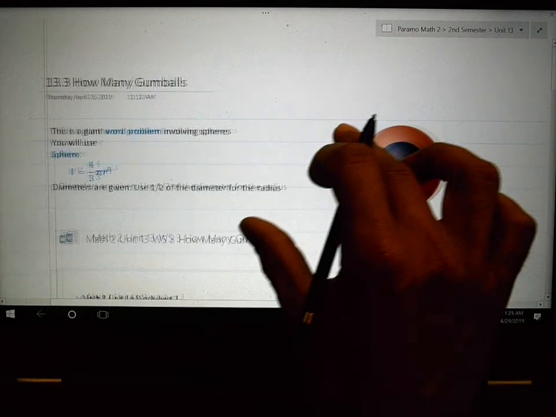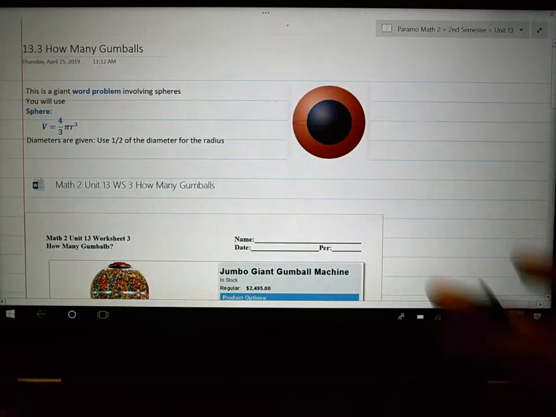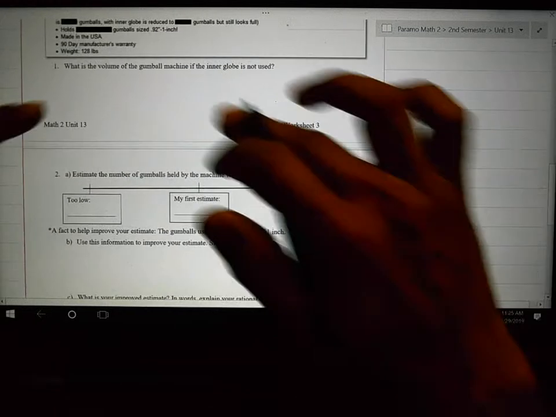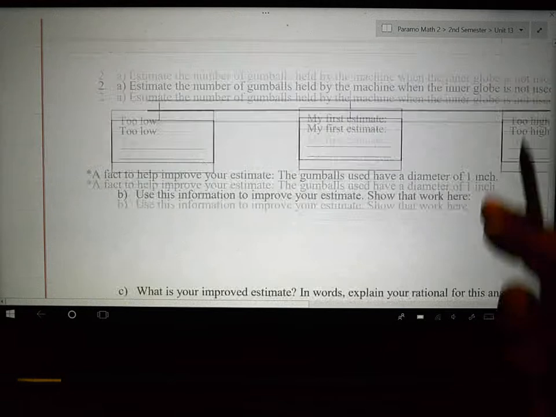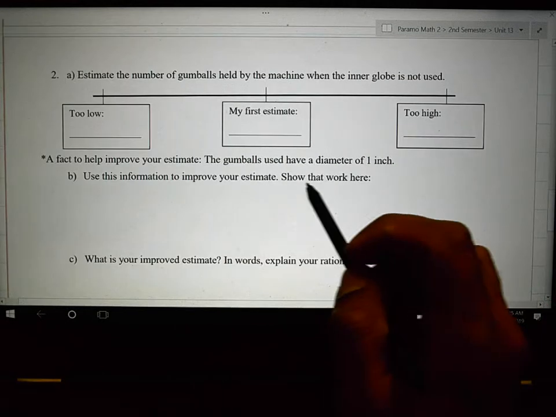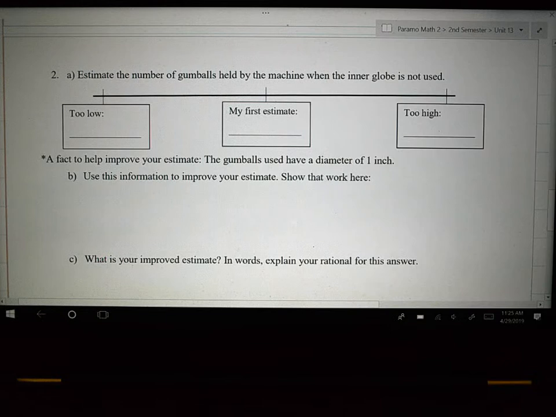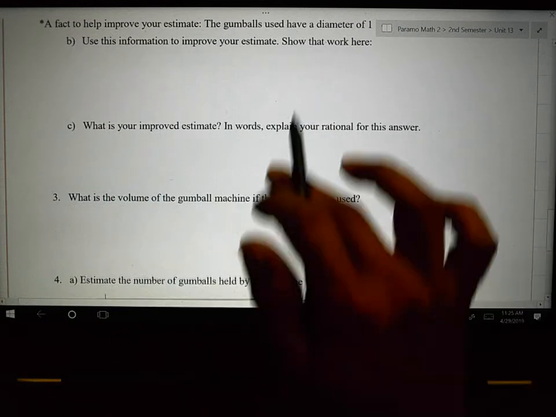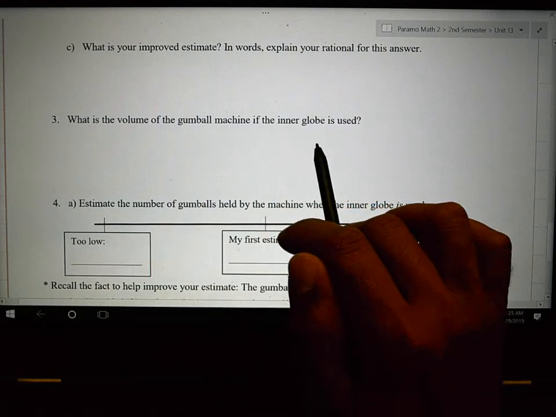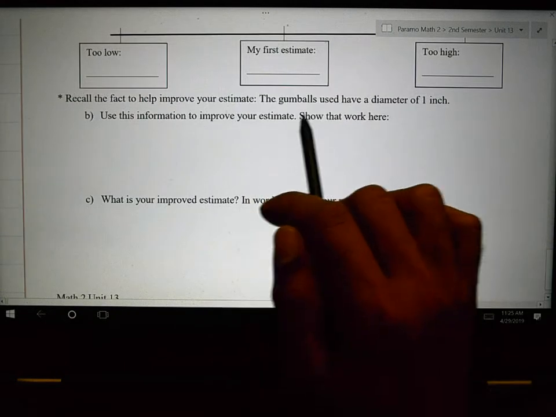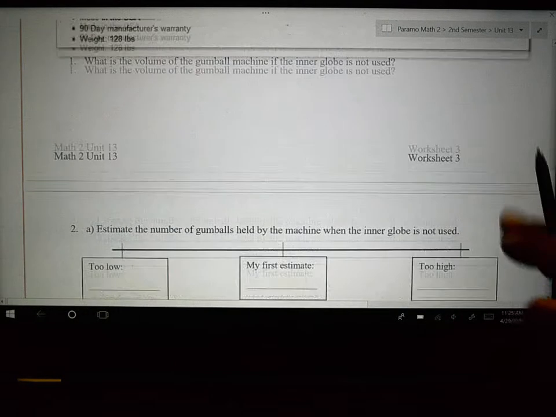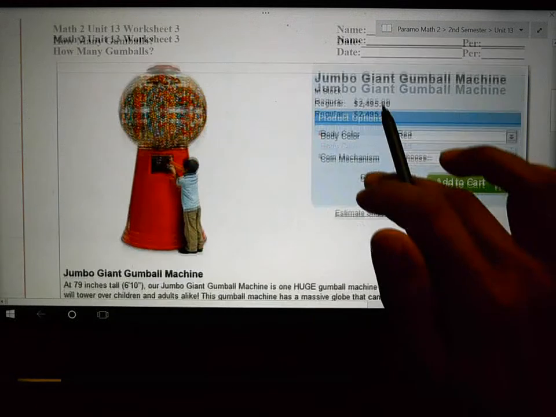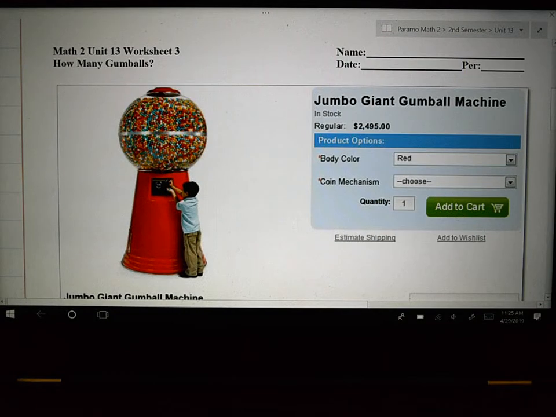So here's what I thought. As I was looking at this gigantic word problem, literally this is what they're asking you to figure out. What's the volume of the gumball machine if the inner globe is not used? They're going to ask you, how many gumballs do you think can fit inside that outer shell? Guess. What do you think the volume of the machine is if the inner globe is used? Figure it out using that information. So literally they're going to ask you a bunch of questions about this gumball machine, and you're going to have to do the math to figure it out.